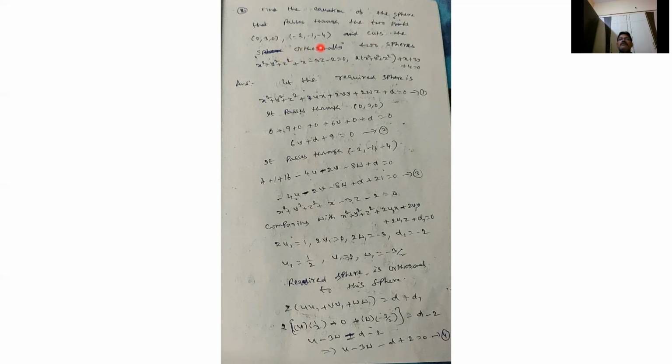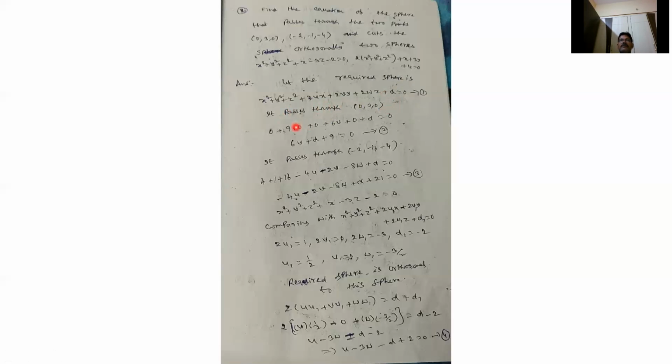Find the equation of the sphere passing through the points (0, 3, 0) and (-2, -1, -4) and cutting orthogonally the two given spheres x² + y² + z² + x - 3z - 2 = 0 and 2(x² + y² + z²) + x + 3y + 4 = 0. Let the required equation in general form be x² + y² + z² + 2ux + 2vy + 2wz + d = 0. Now we have to find the values of u, v, w, d using the given conditions.